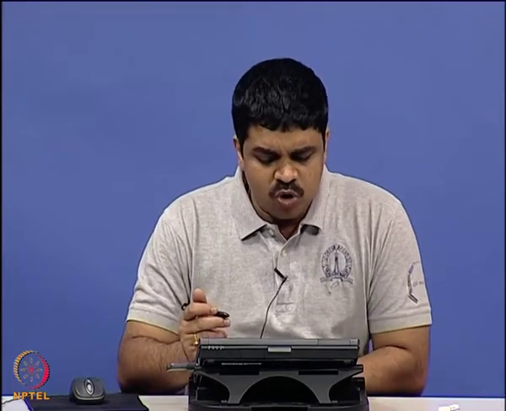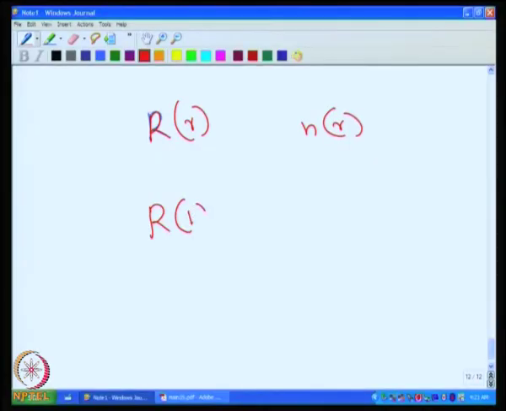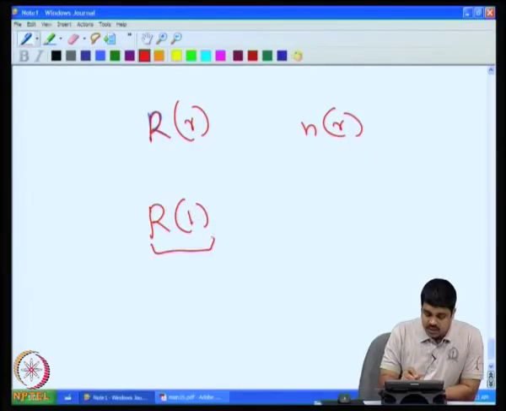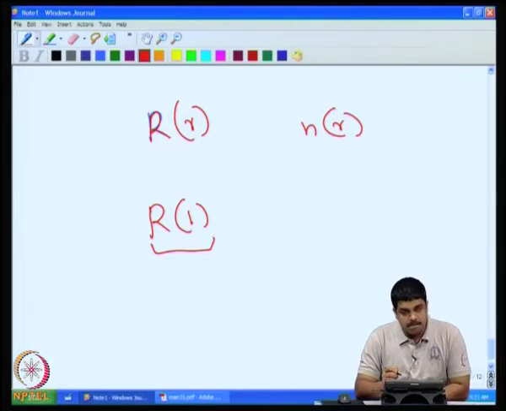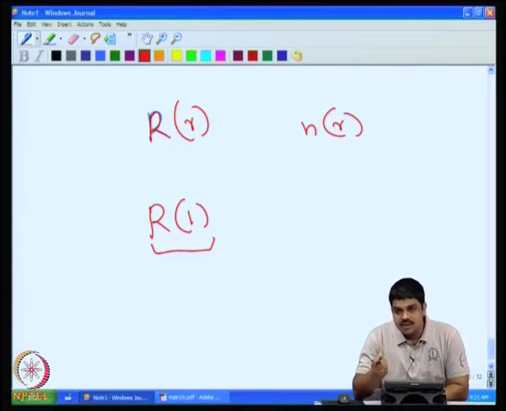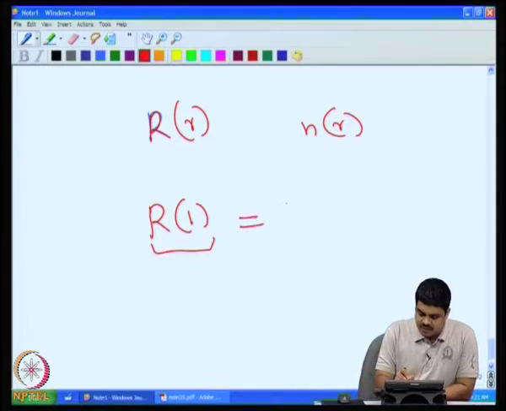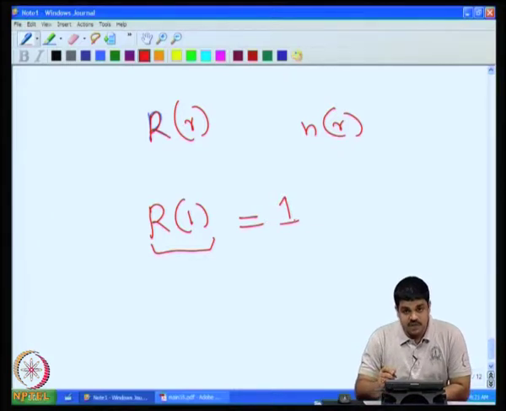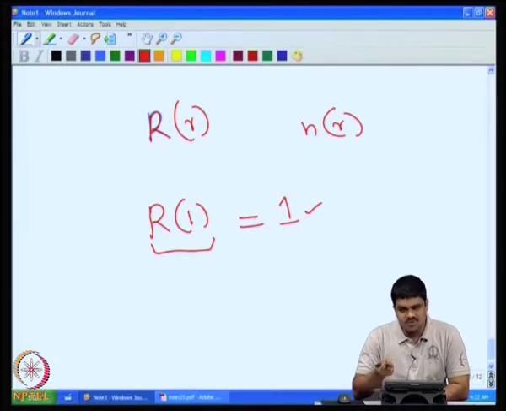For small numbers it is very easy. For instance, if you ask for R of 1, the smallest number such that when the number of vertices in the graph is at least R of 1, there exists either a complete graph on one vertex or an independent set on one vertex, that is trivial, because you can take R of 1 as 1 itself. In any graph with at least one vertex, there exists a complete graph on one vertex or an independent set on one vertex, because both are the same.